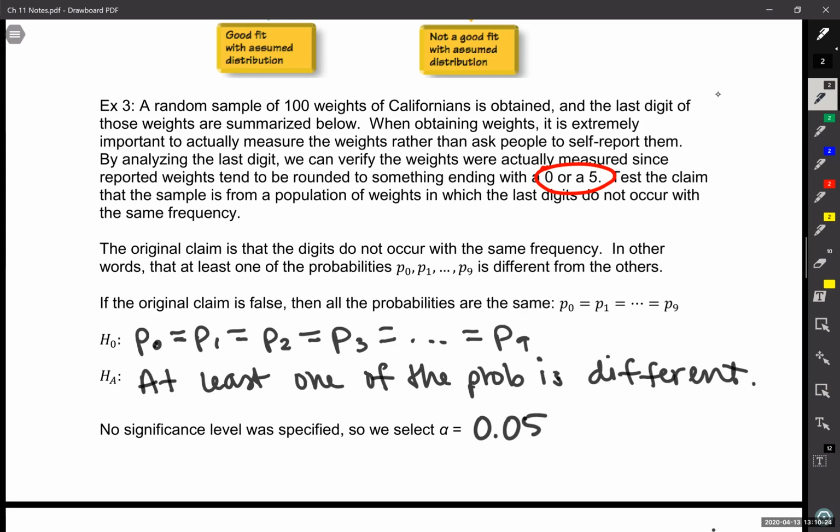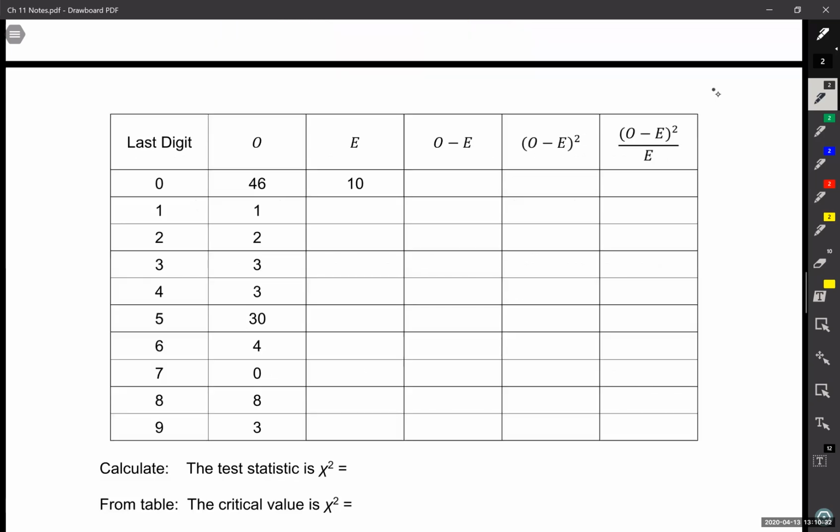So here is 0, 1, 2, and so forth. And then it gives us the observed. Now we're expecting that they're all equal. So we're expecting that they're all 10. I didn't even have to calculate it because it told me the first one was 10.